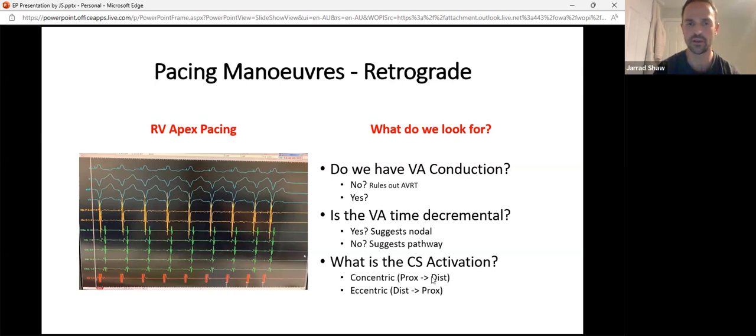Is it concentric? Is it proximal to distal, suggesting it's going more from right atrium to left atrium? Or is it eccentric? Is it distal to proximal, meaning we are going from left atrium across to the right atrium? And that, again, will just help you with your diagnosis.